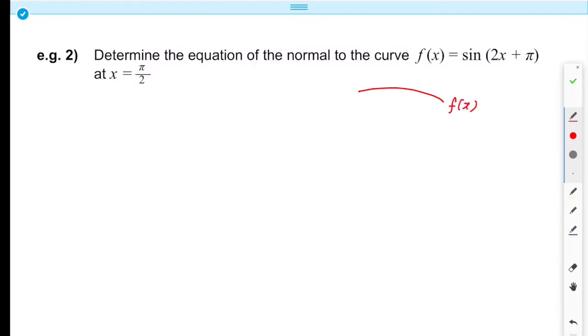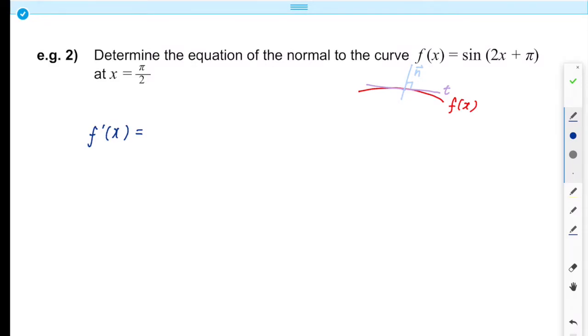So say here's your function f of x. Your tangent would be, let's say at this point, here, and the normal would then be perpendicular to the tangent. So what does that mean here? Well, we can find the slope of the tangent by taking the first derivative of this function and evaluating it at x equals pi over 2. Then we can take the negative reciprocal of that to find the gradient of the normal, and then find a point of tangency or normalcy to find the actual equation of the normal.